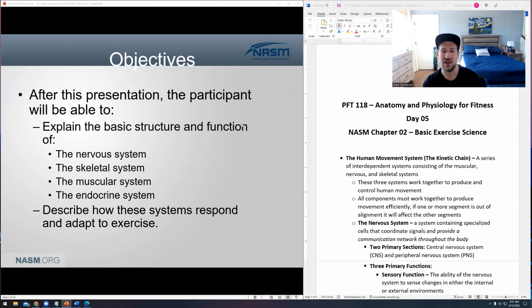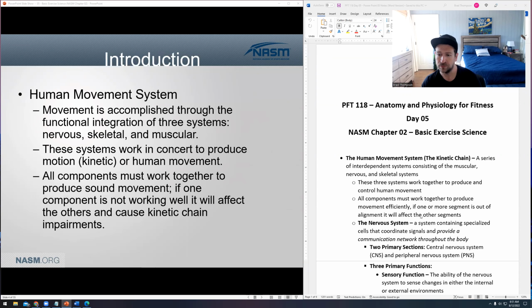So objectives tonight, we want you guys to be able to explain your nervous system. We want you to be able to understand the skeletal system, the muscular system, and then we'll briefly, again at the very end, blast through the endocrine system because it's barely in there. And then we want to talk about what is probably most important, how these systems adapt and how they respond to exercise when we apply that.